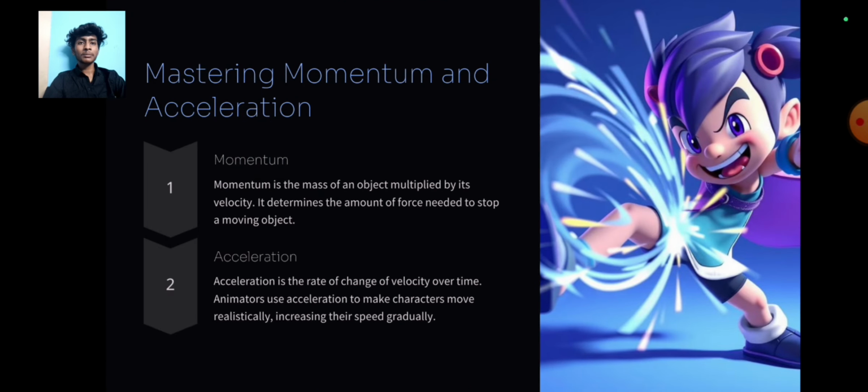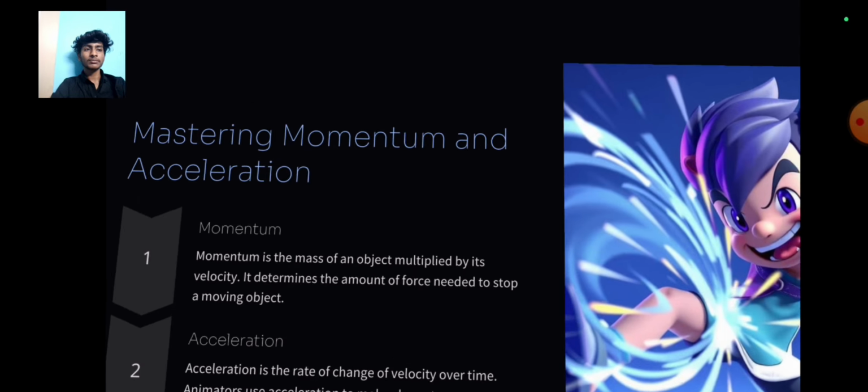Mastering momentum and acceleration. Momentum. Momentum is the mass of an object multiplied by its velocity. It determines the amount of force needed to stop a moving object. Acceleration. Acceleration is the rate of change of velocity over time. Animators use acceleration to make characters move realistically, increasing their speed gradually.